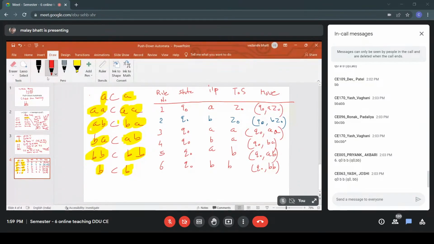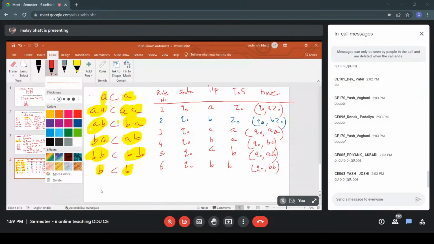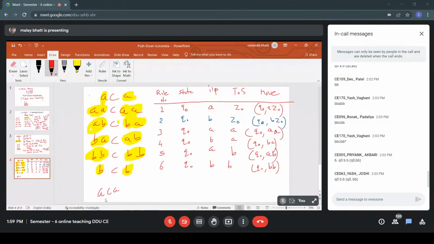So now let us focus on a pattern one more time. Let us take this pattern ACA. So as we know, it is Z0, and we are pushing A as per rule number 1. So this is done. Now what will happen? The next input symbol is C. So now when C comes, we have to tell that we have to stop the push operation.